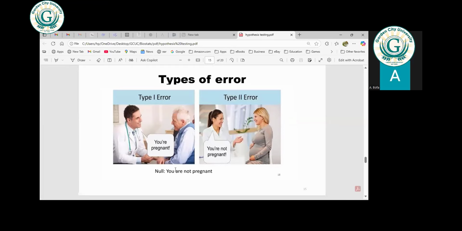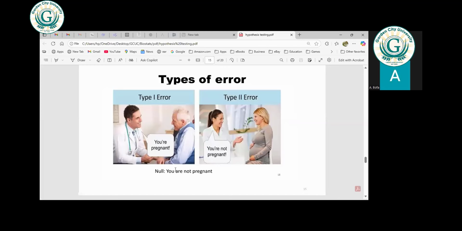Any question? Sir, no question. Gloria, the co-host, has asked: please, can you go over the type 1 and type 2 error again?